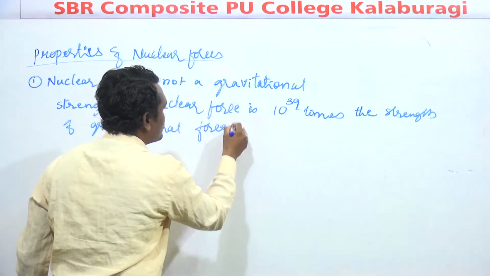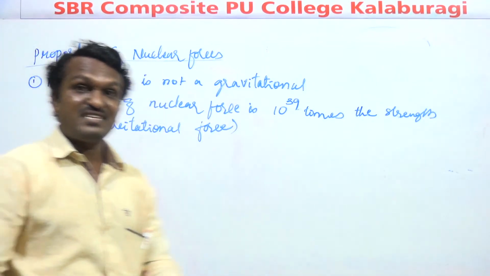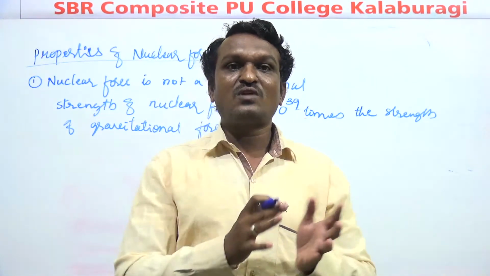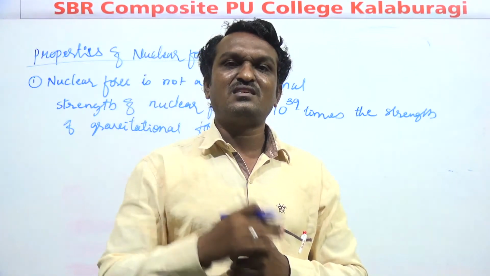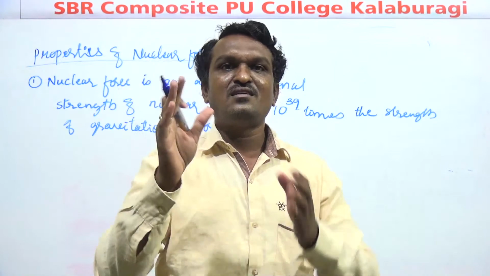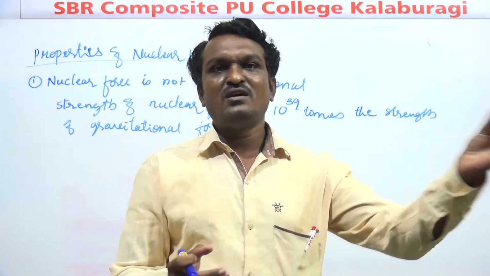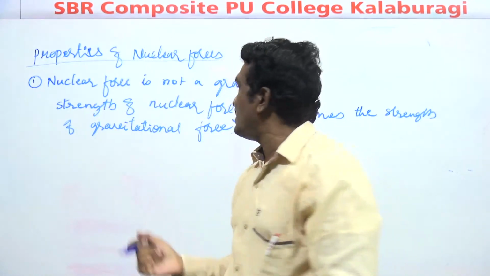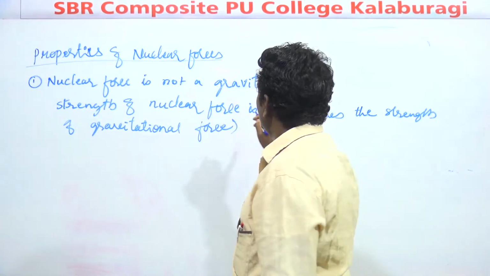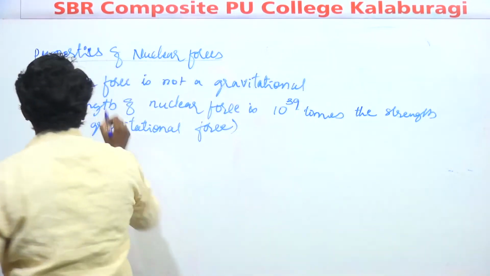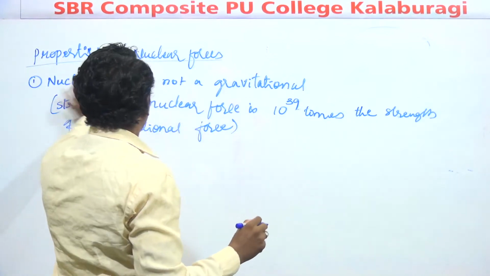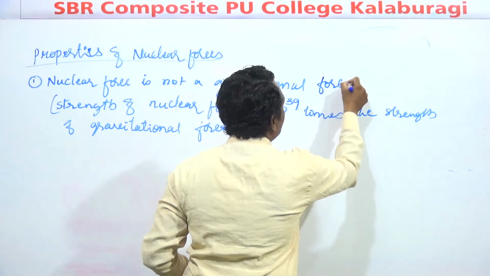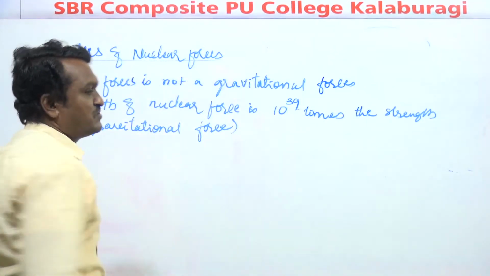Gravitational force. When we compare the strength of the nuclear force with the gravitational force, the nuclear force is around 10 to the power 38, or in some textbooks 10 to the power 39, by changing the decimal places. So from the strength point of view, nuclear forces are not gravitational forces.